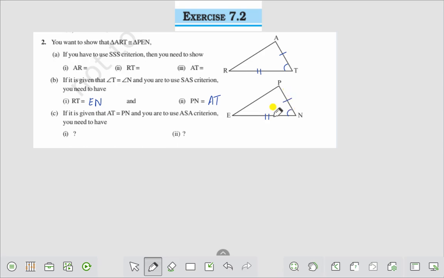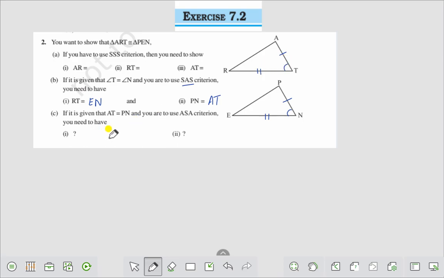Here you see side angle side. This side corresponds to, that means AT side is equal to PN side. Angle N is equal to angle T, and side RT is equal to side EN. Then you can use the side angle side criterion, right?